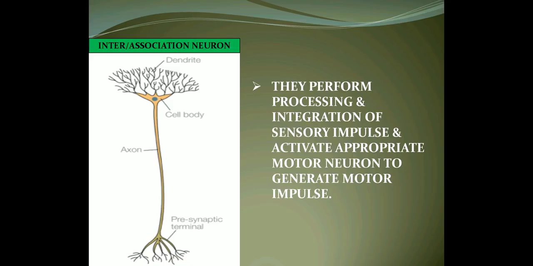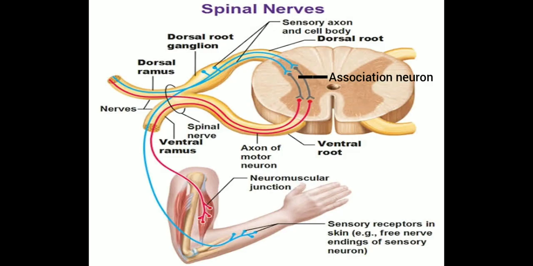And third one, that is interneuron, or you can also call it association neuron. They are located between sensory and motor neurons. They perform processing and integration of sensory impulses and activate the appropriate motor neuron to generate motor impulse. That means they help in interpretation of whatever the sensory neuron brings in, and then change that sensory impulse into motor impulse so that you can give proper reaction or action.